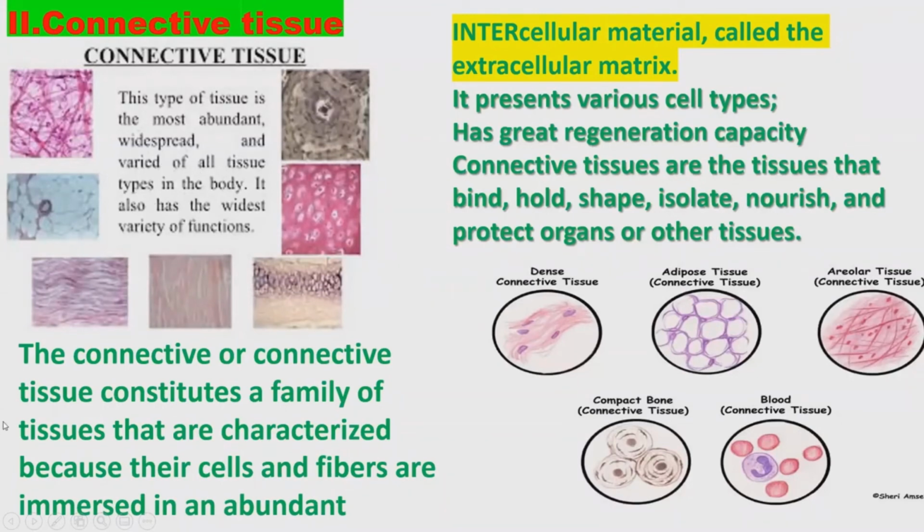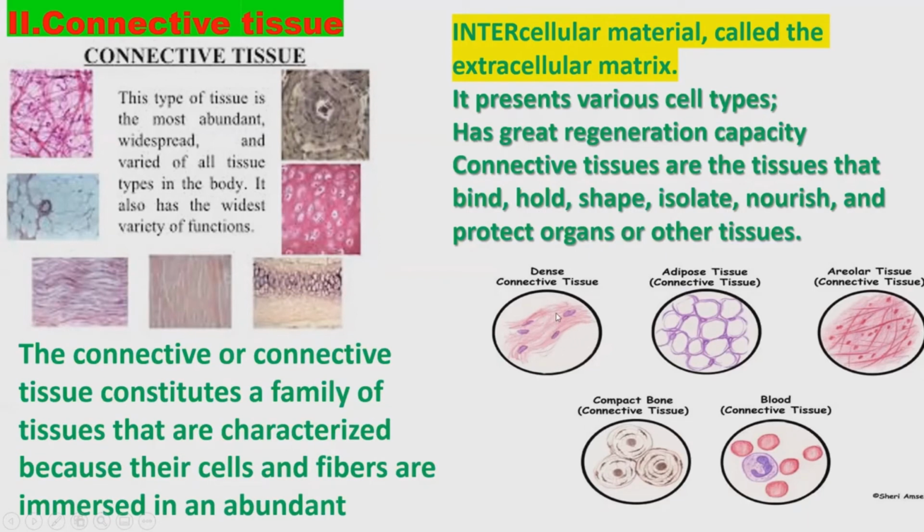And the second tissue, connective tissue. The connective tissue constitutes a family of tissues that are characterized because their cells and fibers are immersed in an abundant intercellular material called the extracellular matrix. Connective tissue presents various types of cells, has great regeneration capacity, and connective tissues are the tissues that bind, hold, shape, isolate, nourish, and protect organs and other tissue.